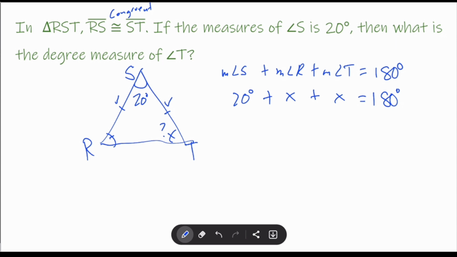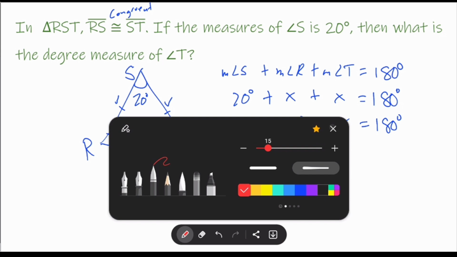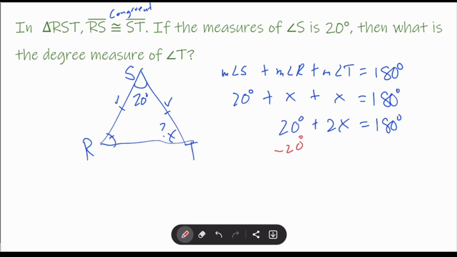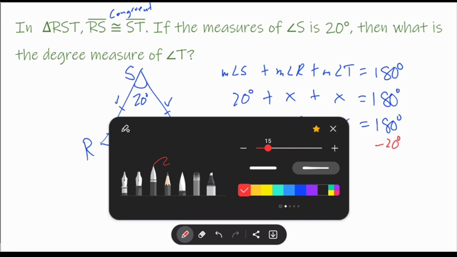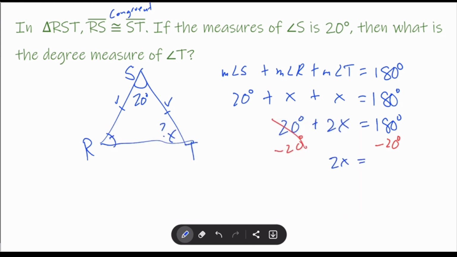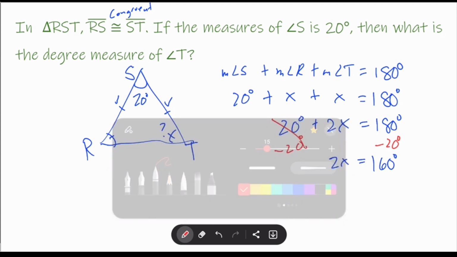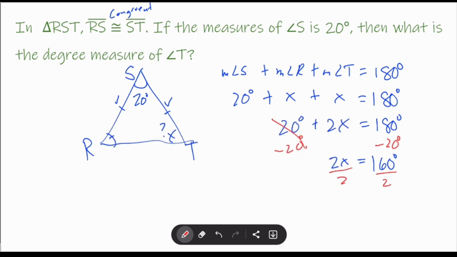So we're gonna combine the two x's. So x and x is 2x, and then copy the first one, and then solve for x. So we're gonna separate the one without variables. So I'm gonna subtract 20 on both sides, so that this will be 0, and what's left is 2x. So 180 minus 20 is 160, and then we still have 2 beside x, so I'm gonna divide on both sides. So x is equal to 80 degrees. So that's the answer.